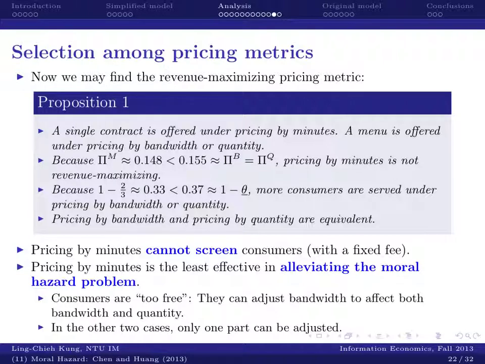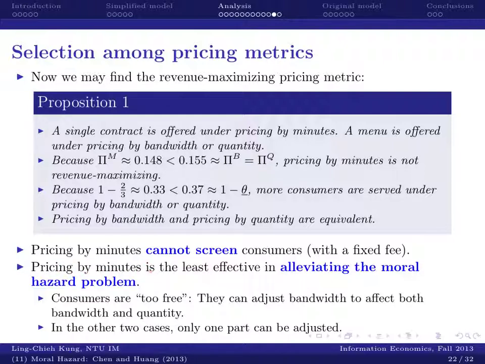So now we want to ask why, from the perspective of information. Pricing by minutes cannot screen consumers, right? That's something we have found. Under pricing by minutes, you offer a single contract. That means when you use minutes as the pricing variable, you cannot screen consumers. Even though you know consumers have hidden types, even though you try to design a menu of contracts, still the best thing to do is to offer all of them unlimited usage, to offer them a unit price. So that means you cannot or you should not screen consumers.